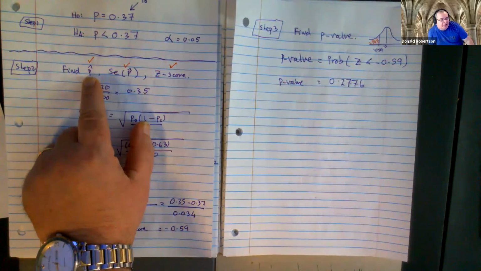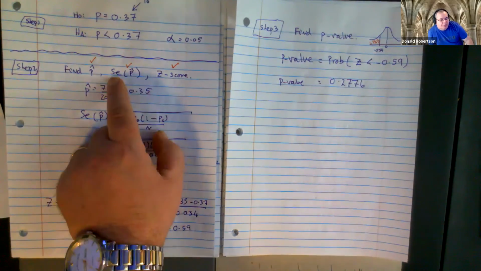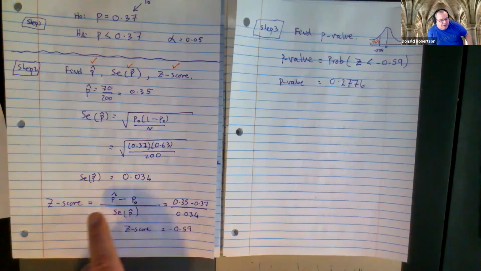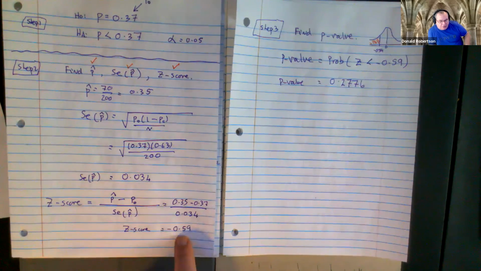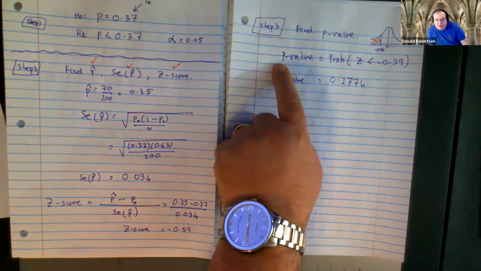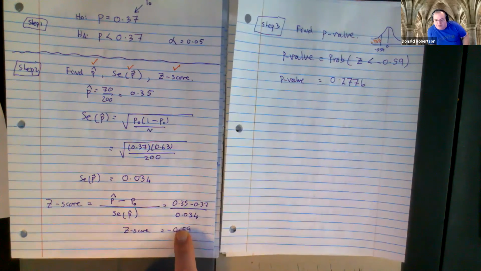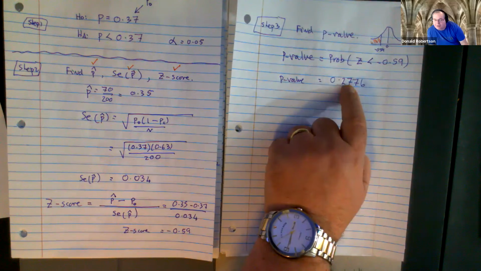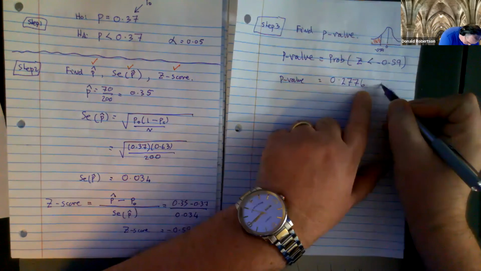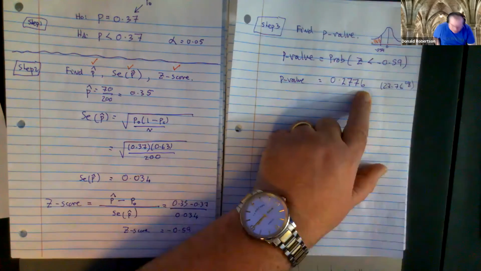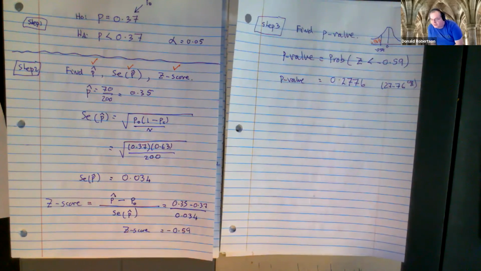We find p hat, sample. We find the standard error using this number. We get the Z-score using this formula. We then find the p-value, which is the probability that we get a Z-score less than this, which I just did, and it ends up being that. That's about 27.5%. Would you agree that that's likely to happen about a quarter of the time? Right? That's not good news for evidence here.